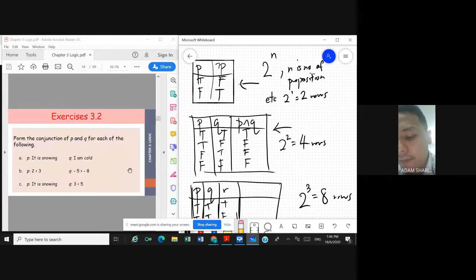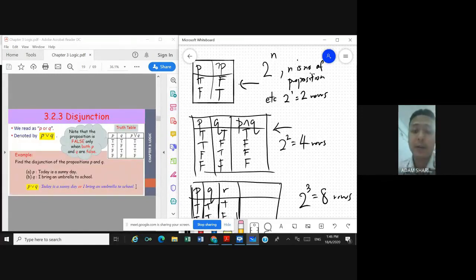Okay, this junction is OR. Again, I will not touch this very long because it is just a rule. For P or Q, only when both of them are F and F will it result in F. Otherwise, true.